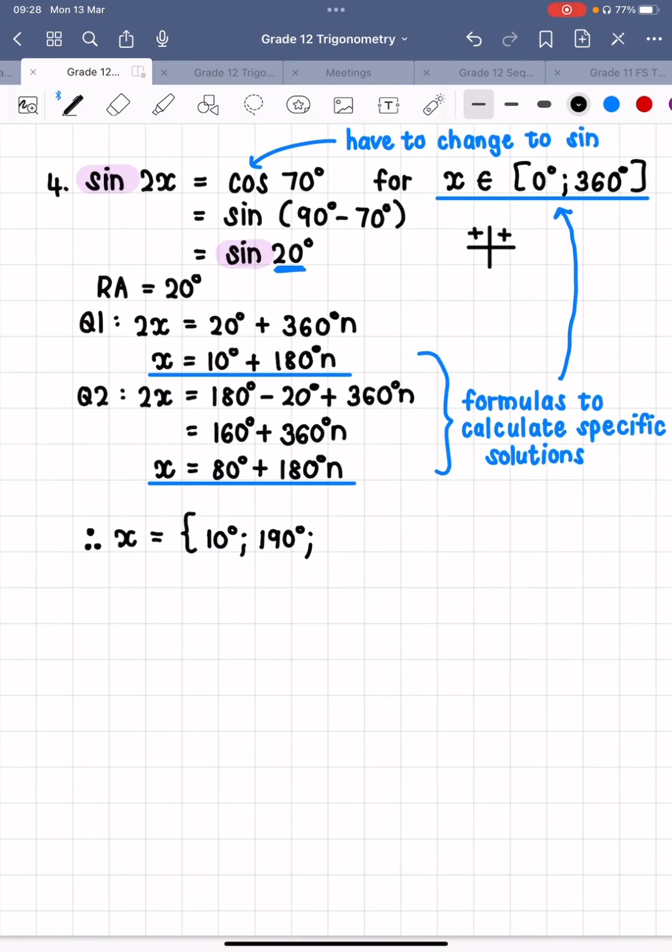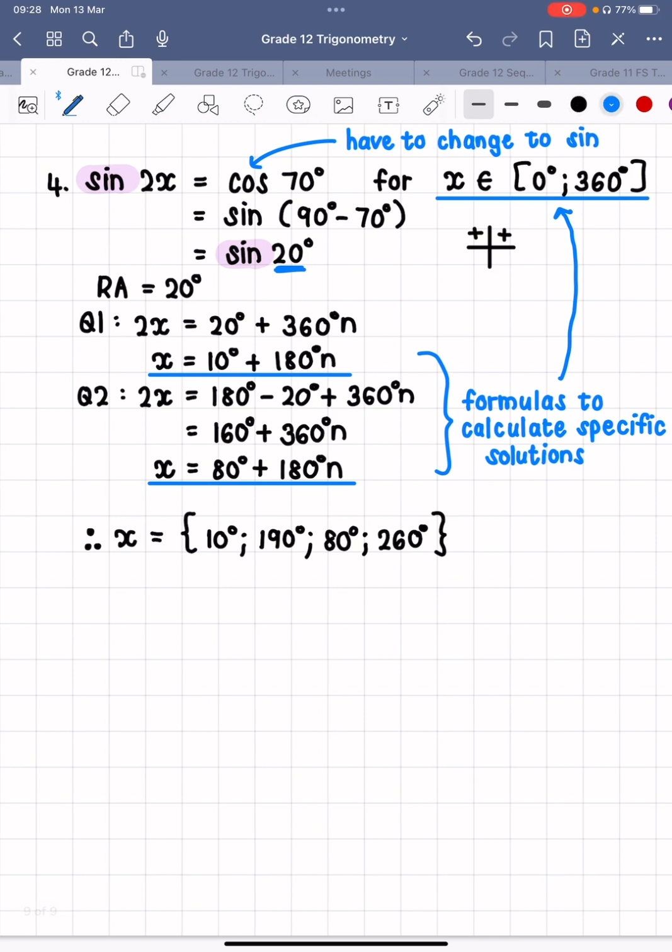So in your calculator, you're going to type 80 plus 180 bracket, make n equal to 0 first. 80 degrees, does that fall in my interval? Yes. What comes after 0? 1. 260, is that in my interval? Yes. If I make n equal to 2, it's going to be too big. 440, that doesn't work. If I go to negative 1, I'm going to get a negative number, which also doesn't work for the interval that they gave me. Okay, so we only have these 4 specific solutions.